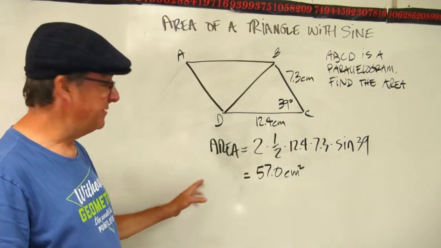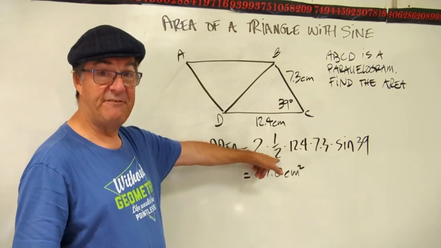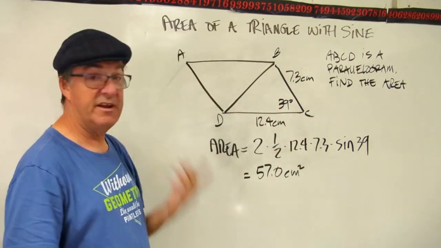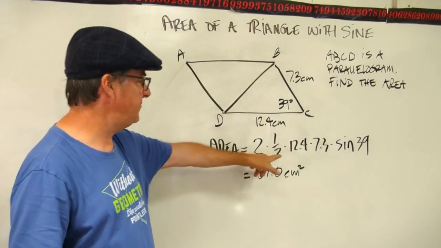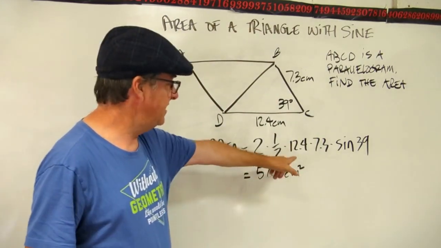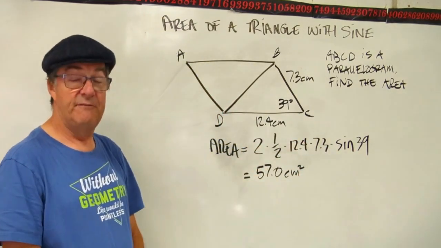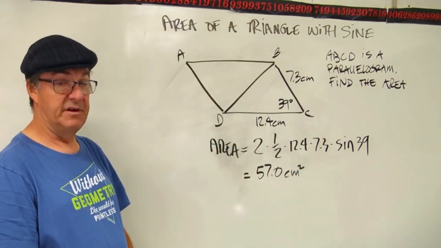So this is kind of interesting because the area formula has a 1/2 in it, and then we're just multiplying the whole thing by 2 because there are 2 of these triangles that we're after. So I have 2 times 1/2, that just goes away. And then I have 12.4 times 7.3 times sine 39, which gives me 57.0 centimeters squared.